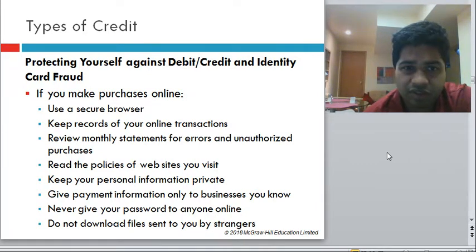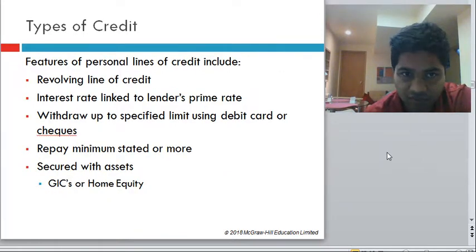If you make purchases online, use a secure browser, keep your records, review monthly statements, read policies of websites, keep your personal information private, give payment information only to businesses you know, never give your password to anyone online, and don't download files sent by strangers.